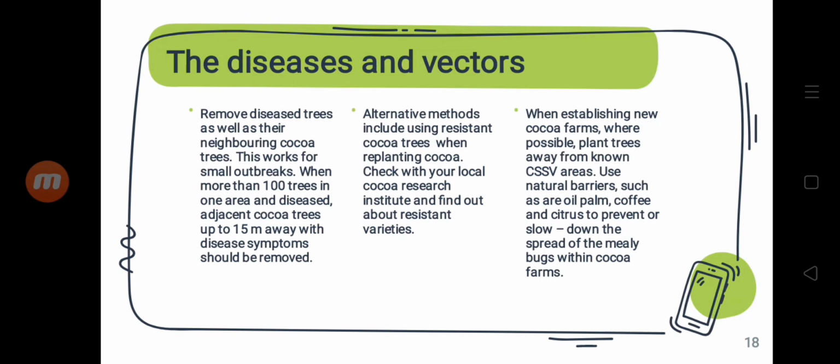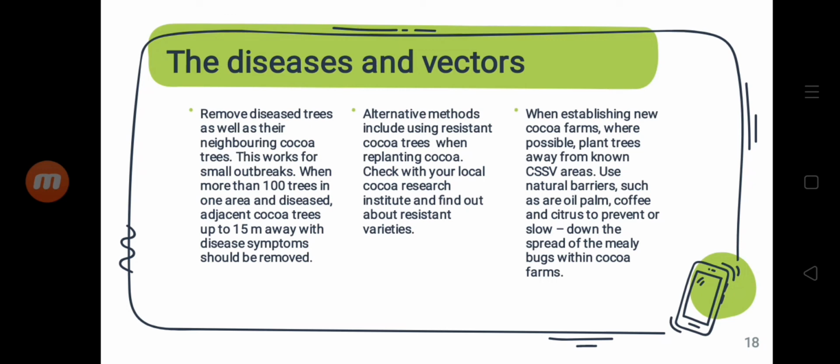So let's move on to the diseases and vectors. Remove diseased trees as well as their neighboring cocoa trees. This works for small outbreaks. When more than 100 trees in one area are diseased, adjacent cocoa trees up to 15 meters away with disease symptoms should be removed. Alternative methods include using resistant cocoa trees when planting cocoa.